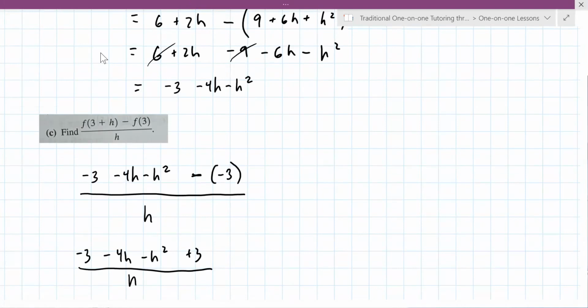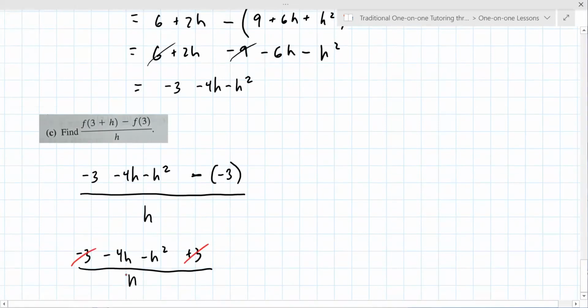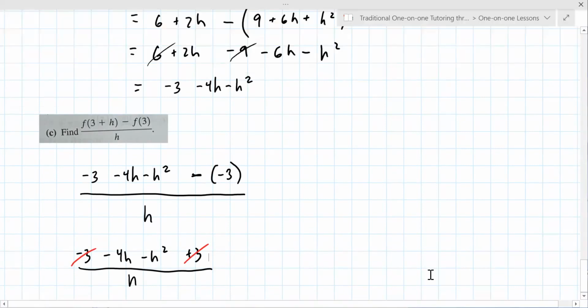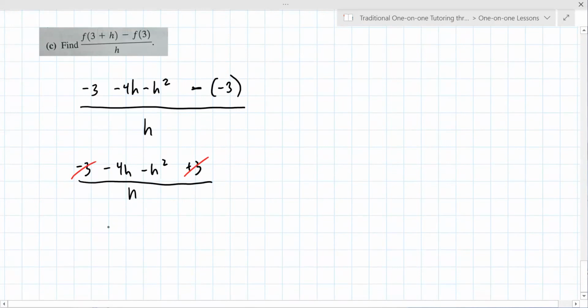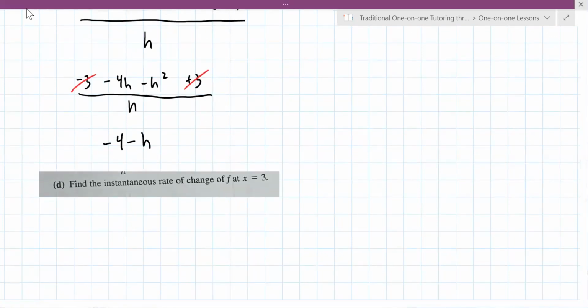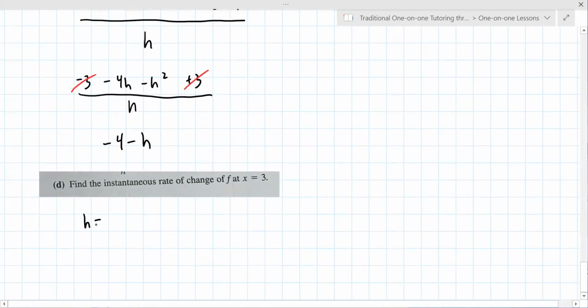The 3's cancel, and both of these have an h in them, so you end up getting something much nicer. You get minus 4 minus h. And then part D is asking for the instantaneous rate of change at 3. It's probably good that we're doing this because you may not know how to take the result from part C and apply it here, but it's basically saying h is 0.